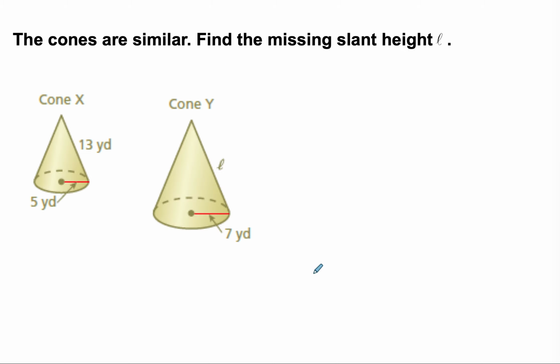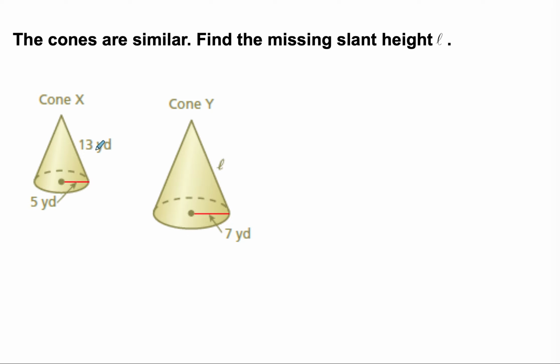Okay, our next type of problem is using proportions to help us find missing information. So here the cones are similar. Find the missing slant height L. That cursive L is usually the variable that's used for slant height. The letter H implies regular height, which is from the center straight down to the middle for a cone. Slant height is on the side.